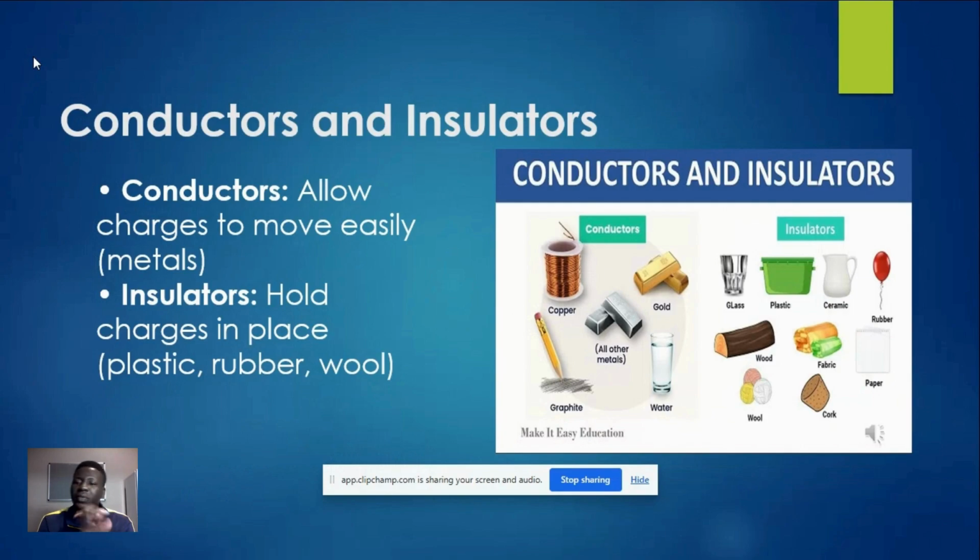And the examples of insulators were glass, plastic, rubber, wood, fabric, wool, paper, and so on. These materials do not allow charges to move easily, but they hold the charges in place. Okay, those are the examples of conductors and insulators. And also we said the difference between the conductor and the insulator is that the conductor allows the charges to move easily, and the insulator holds the charges in place. Okay.